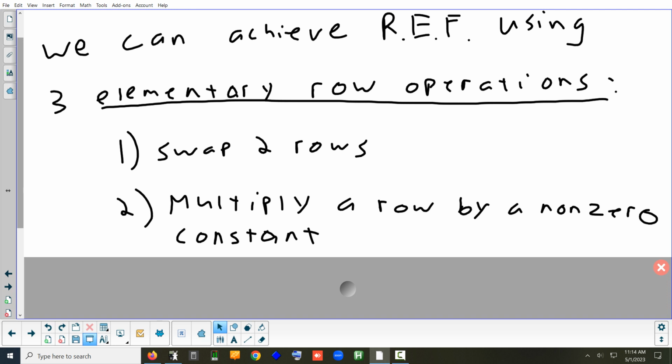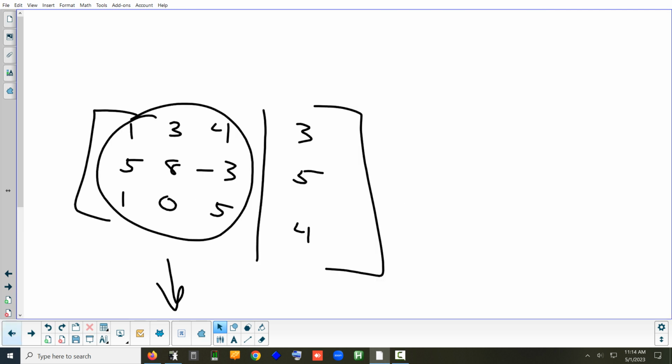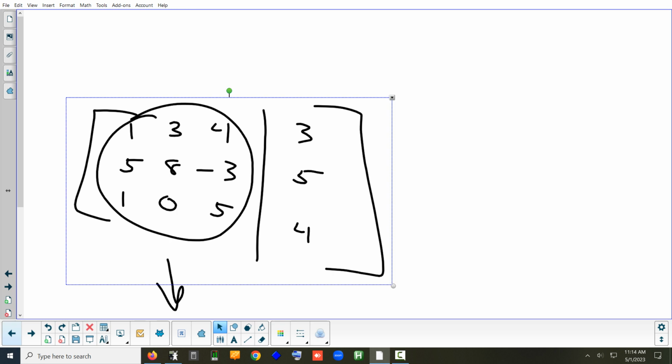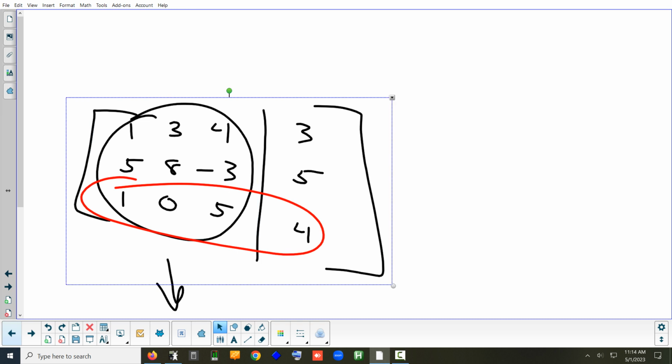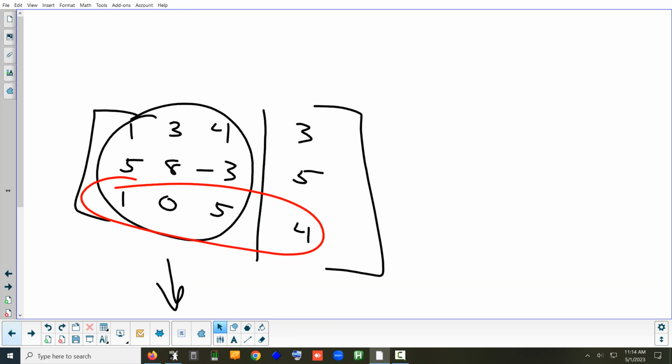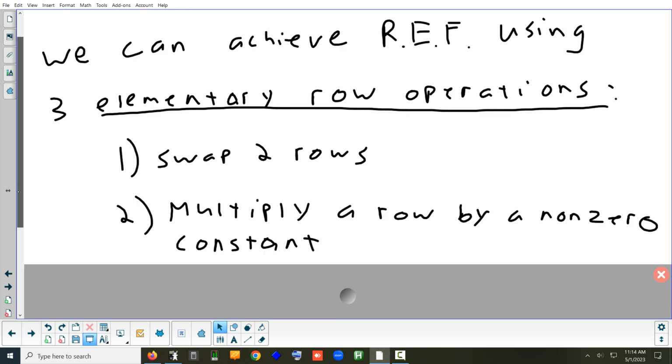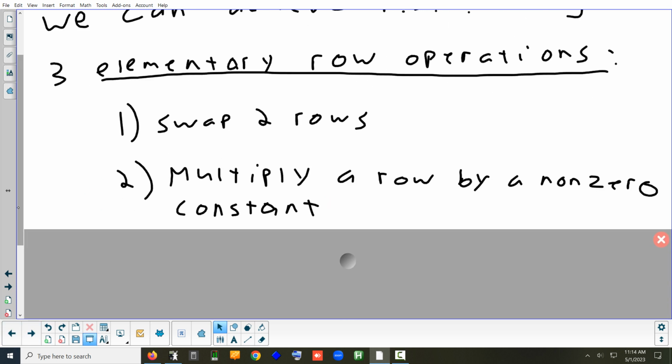The other thing you're allowed to do is you can multiply a row by any number that's not zero. So if you had a row like this one, and you wanted to multiply everything in this row by 1/2, you could. So you could have 0.5, 0, 2.5, 2. That would be fine. Multiplying a row by any number that's not zero is perfectly okay.